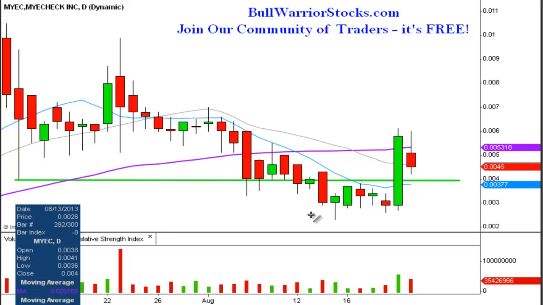If it doesn't hold, then there is still the next level of support down here, which is just simply these previous lows, and that one's at 0026. I'm not sure if I gave this value or not for that one. This one up there is at 004. So 004 and then 0026 are going to be the two areas of support that you're going to want to watch.